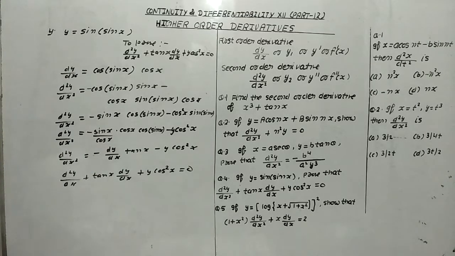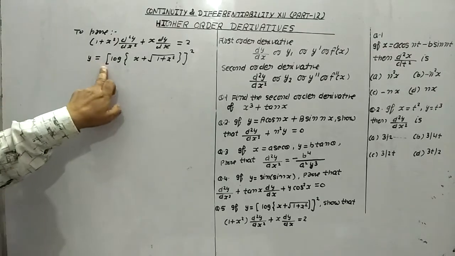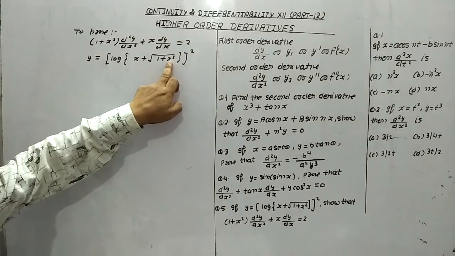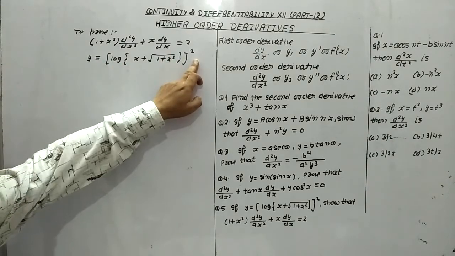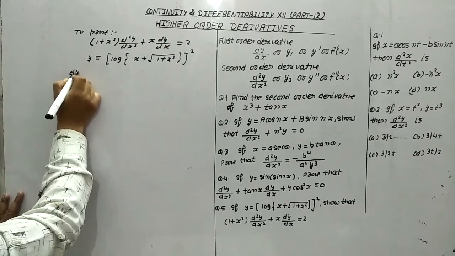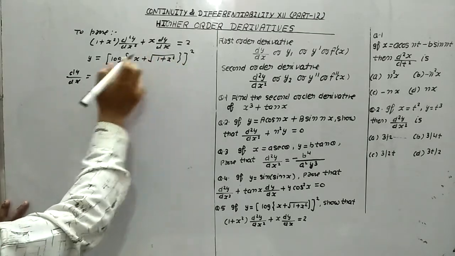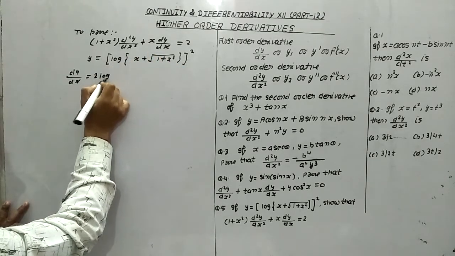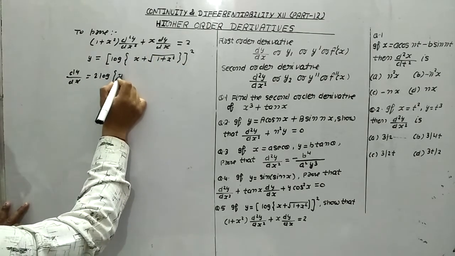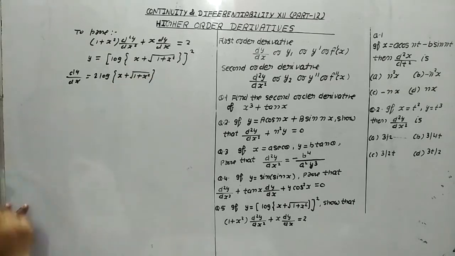Now let's start with question number 5. In question number 5, we have y is equal to (log(x plus under root 1 plus x square)) whole square, and we have to prove this part. So first of all, differentiation, dy by dx. Now look at this thing. This whole is t. It means this becomes 2 log(x plus under root 1 plus x square). This is the part of this thing.